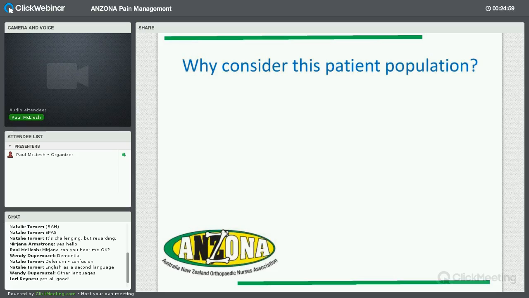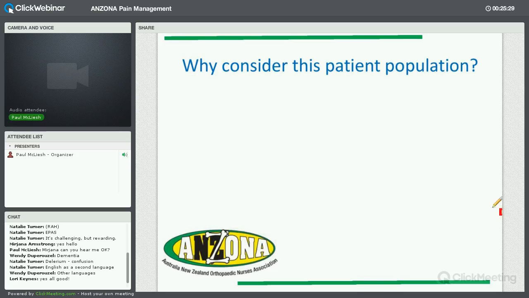So why consider this patient population? Well, often for the elderly patient, they have different needs in terms of their pain management, but also they're more at risk of dementia or an acute delirium as well, especially in the orthopaedic area. We have a lot of older patients with fragility fractures, and they may have an underlying dementia and then develop an acute delirium on top of that as well, and that could make managing their pain very difficult.